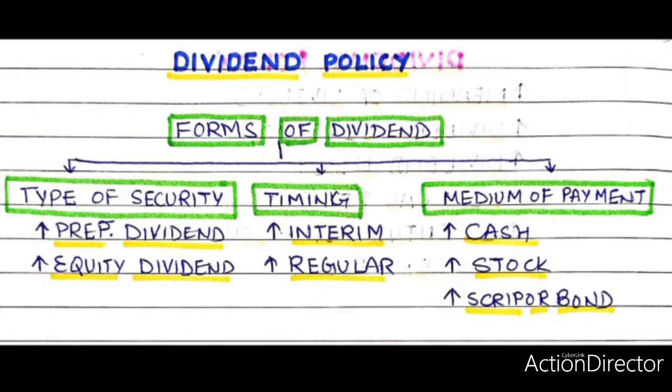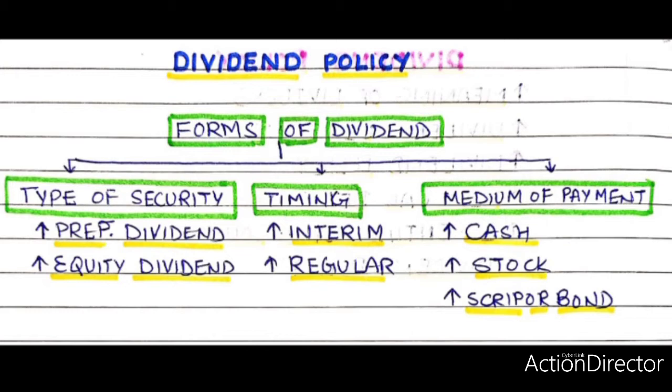If we talk about timings of dividend, then again we have two categories. One is interim dividend and another one is regular dividend. And if we talk about medium of payment, then we have three categories. One, cash dividend, two, stock dividend, and third is scrip or bond dividend. A brief description of each of these dividends is made here in this lecture.